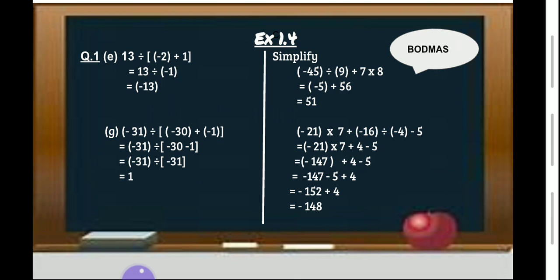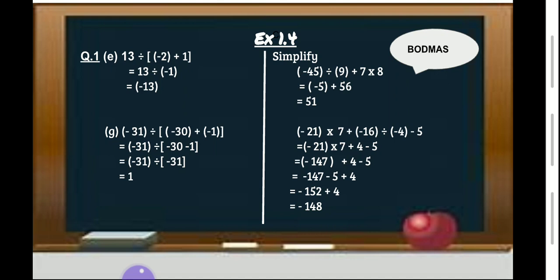Now we start with exercise 1.4, question number 1, E part. The previous parts you will try by yourself. Now the E part says 13 divided by bracket negative 2 plus 1. In this question we have a bracket, and in the bracket we have something to solve. So these types of questions are solved by the rule called BODMAS. B stands for bracket, O stands for of, D division, M multiplication, A addition, and lastly we have subtraction. By that rule, negative 2 plus 1 will be solved first of all, which gives the answer negative 1. 13 divided by negative 1, as one of them is negative, the answer will be negative 13.